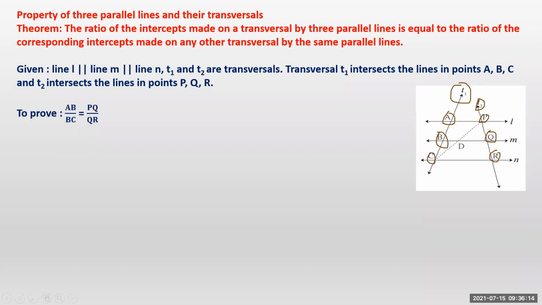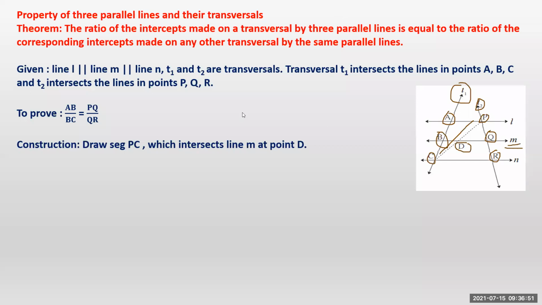To prove AB upon BC equals to PQ upon QR. What do you have to prove? You have to prove that AB upon BC equals PQ upon QR. So draw segment PC which intersects line M at point D. So you are drawing this PC, which is intersecting the line M at point D.